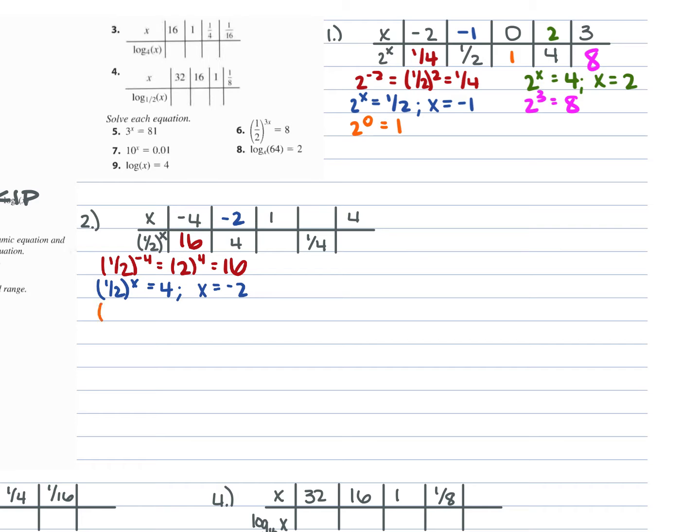When we have 1/2 to the first power, it gives us 1/2. That 1/2 to the power of x is equal to 1/4. That x is going to be 2. And lastly, the 1/2 to the 4th power is going to be 1/16.